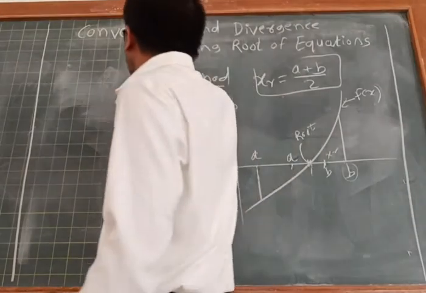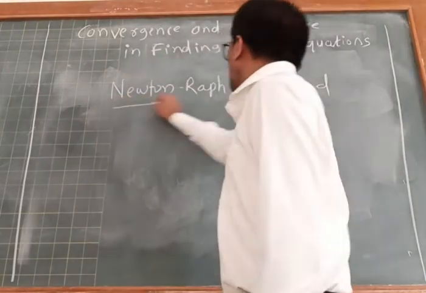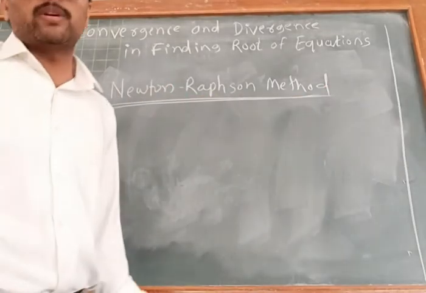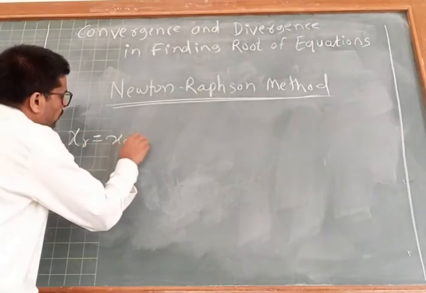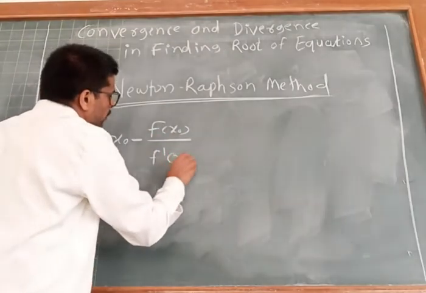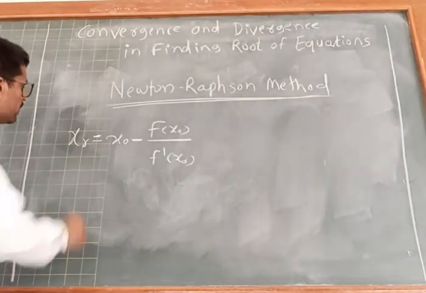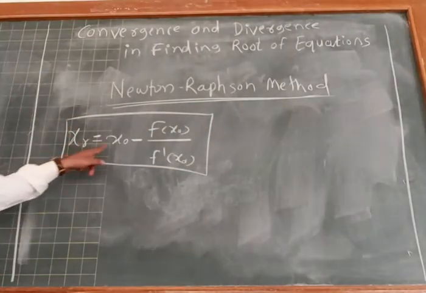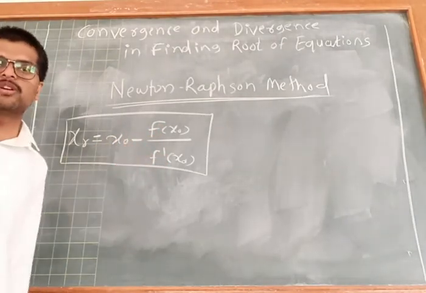Now let us consider the second method, that is the Newton-Raphson method. You know the formula for the Newton-Raphson method. What is the formula to find the root of an equation by using the Newton-Raphson method? The formula is xr is equal to x0 minus f of x0 divided by f dash of x0. So f of x is the given equation, and we have to find the new approximate answer to the root by using this formula. F dash means the first derivative of the given function.